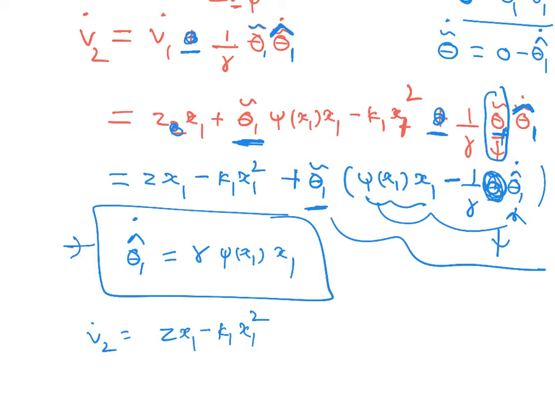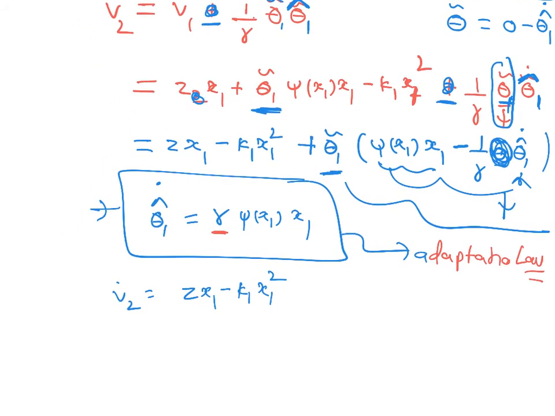Okay, so now let's go. So that is called the adaptation law, if I have to write it. Adaptation law. And you can choose how fast. This gamma is the term where you can choose how it will adapt to the system. Now what is remaining? You can take one more Lyapunov function now and say v3 equals v2 plus half z squared, right? To get rid of z now.